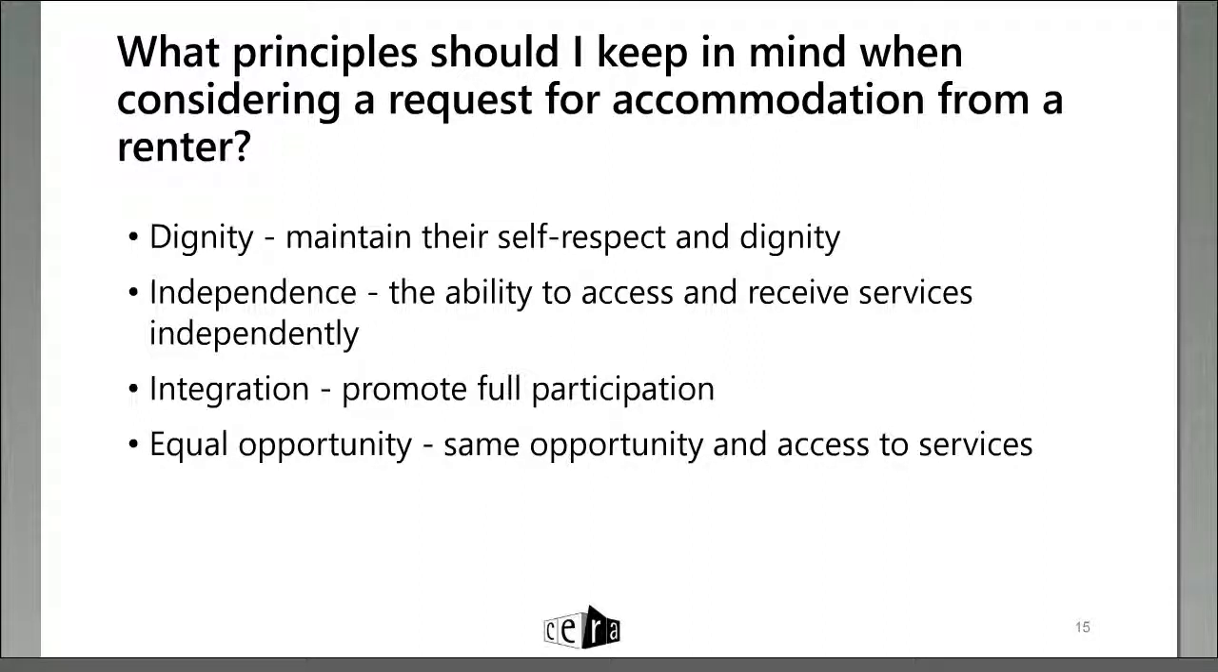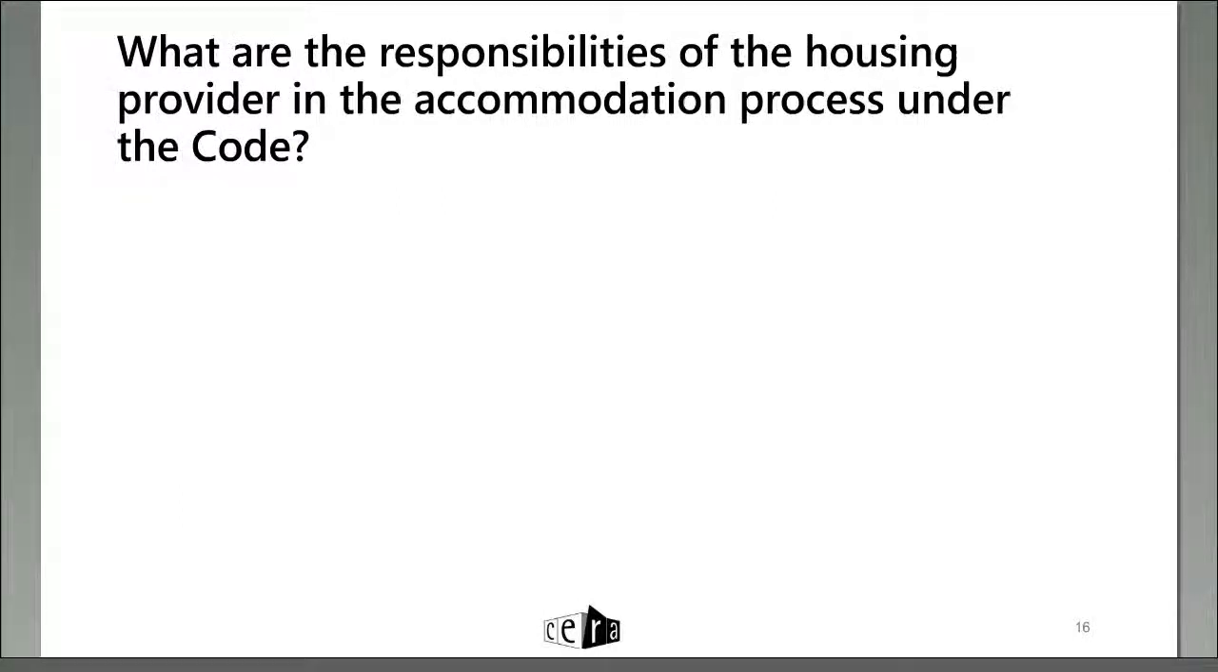Finally, equal or equitable opportunity for renters. Renters with disabilities should have the same opportunity to access services and at the same quality as others. They should not have to make significantly more effort or have to deal with more inconvenience than other renters.